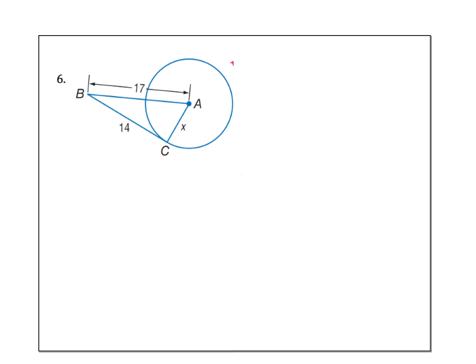This one is back to the basics. So assume that BC is a tangent to the circle, and so we assume that this right here will be 90 degrees. Will you go ahead and do Pythagorean theorem and solve for x? Please pause the video and try number 6.